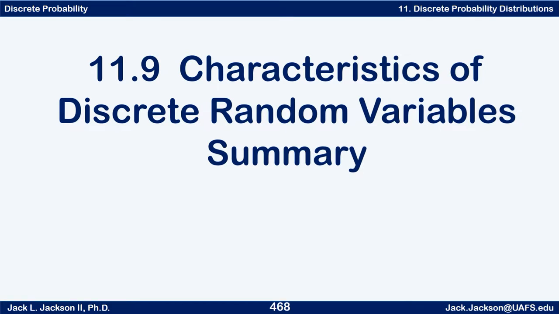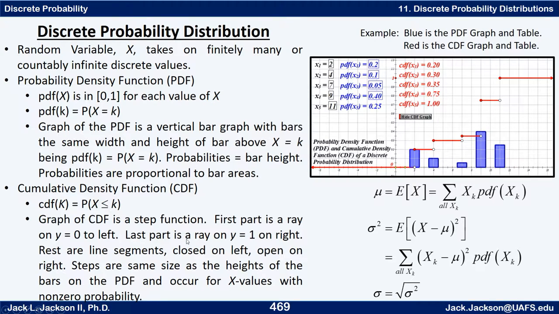In this video, we're going to be talking about characteristics of discrete random variables. And this is going to summarize many of the things that we've done in the last several videos in this playlist. So let's just review a little bit here. A discrete random variable: the random variable x takes on finitely many or countably infinite discrete values.